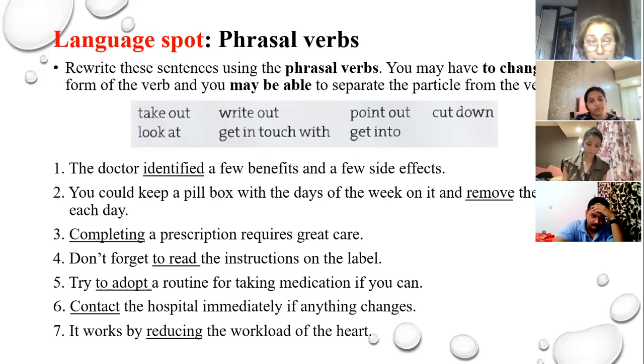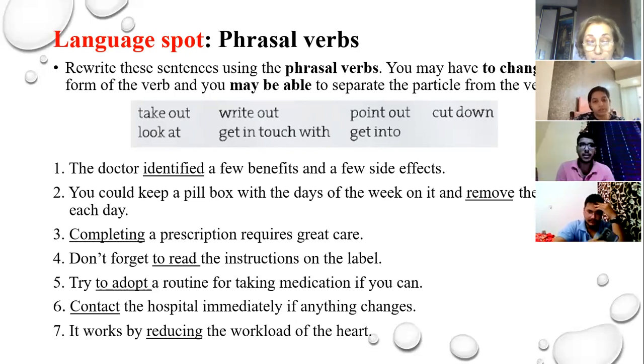Contact the hospital immediately if anything changes. Get in touch with the hospital immediately if anything changes. Okay, good. Thank you. So, Ritik. It works by reducing the workload of the heart. It works by cut down the workload of the heart. So we should add ing: by cutting down. Okay, thank you. Good.